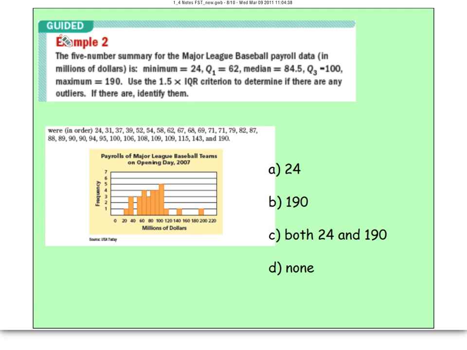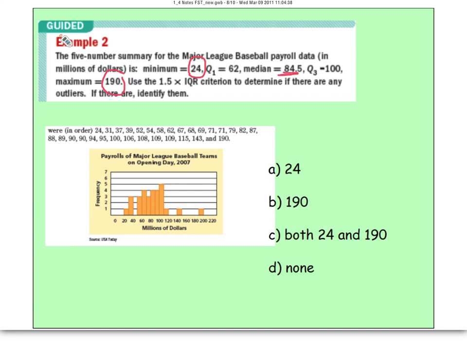So here's an example. We have a 5-number summary for the Major League Baseball players. It's their payroll data in millions of dollars. So this is the total payroll for the various teams. The minimum amount a team pays is $24 million. The maximum amount is $190 million. The team at the 50th percentile is $84.5 million and so forth.